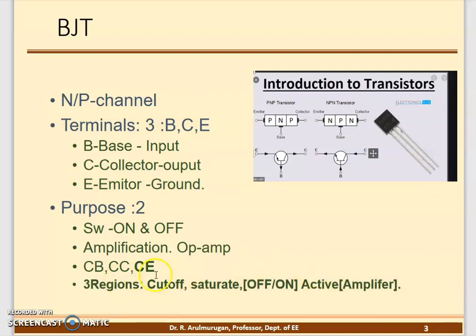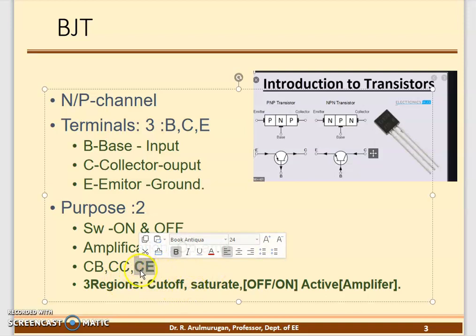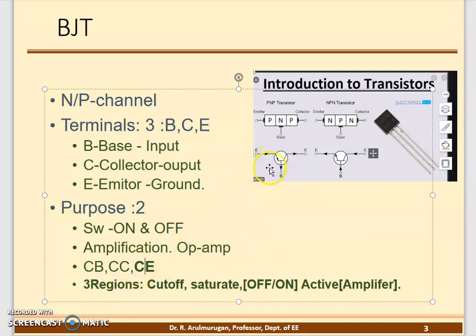Particularly, we'll go ahead with the common emitter. Common emitter means the emitter should be common. Normally the base is the input, but here in common emitter, the emitter is the input. Don't get more confused. First, learn the basic details about transistors.